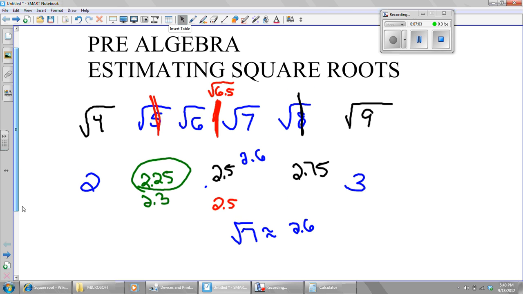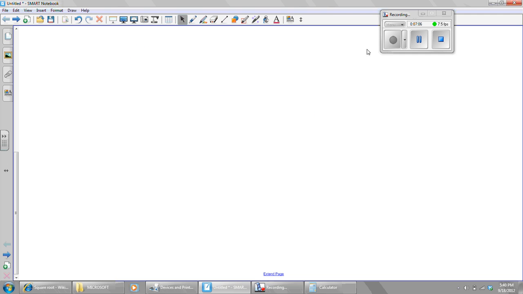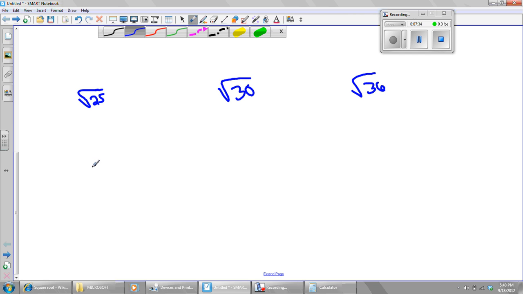Okay, let's say you wanted to know what the approximate value of the square root of 30 was. Well, find the perfect square below 30, like 25, the closest one that's less than the square root of 30, and then find the one above it, the square root of 36. Now I know that the square root of 25 is 5. I also know the square root of 36 is 6. The square root of 30 is going to be somewhere in the middle.